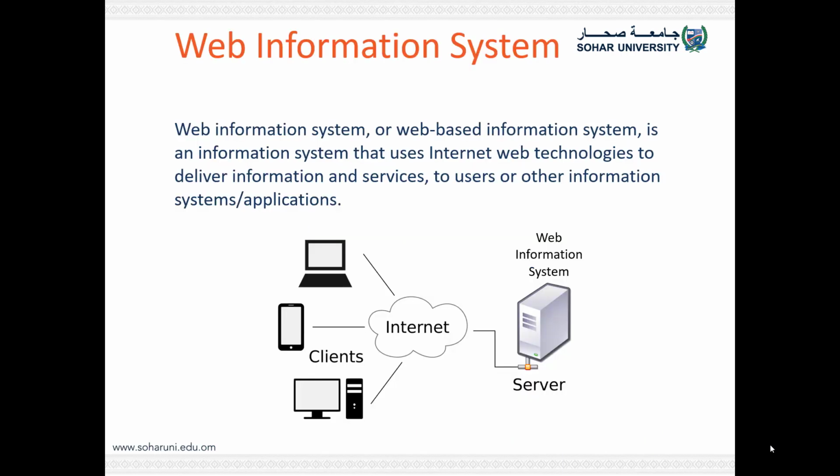In the first slide you can find the definition of a web information system, which is simply an information system that uses internet technology. The purpose of a web information system is always to deliver information and services to the users, or sometimes other information systems. So this is the definition: an information system using the internet to deliver information and services.